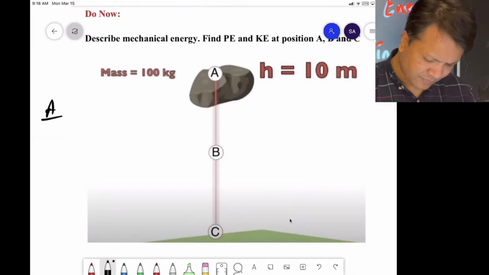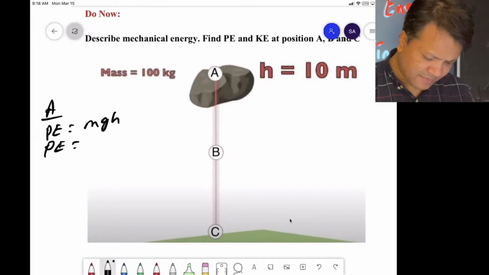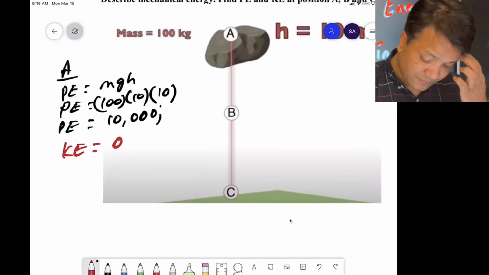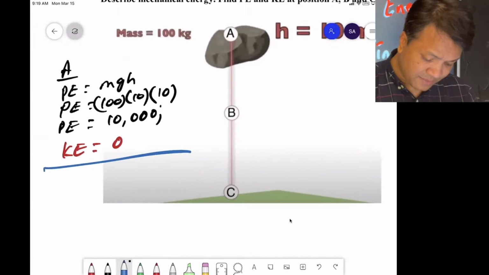Location A, potential energy is mgh. So m is 100, g is 10, and height is 10. So potential energy on the top is 10,000 joule. Now we're going to find kinetic energy. Kinetic energy on the top is 0, because velocity is 0. So we're going to calculate the mechanical energy. Mechanical energy is potential energy plus kinetic energy, so mechanical energy is 10,000 joule.